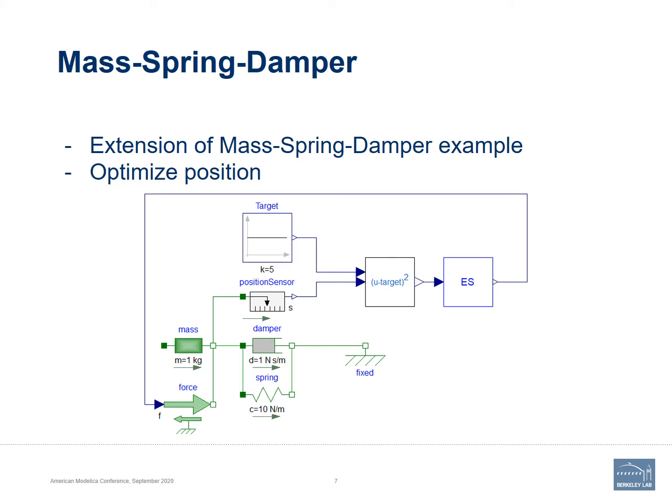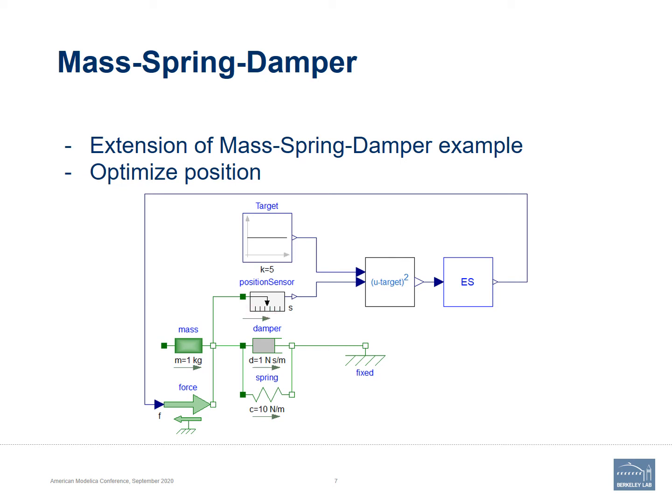So the next system we show you is a physical system, which is a mass spring damper system, and it's an extension of the Modelica mass spring damper model, which is already included in the standard library. And what we try here is to optimize the position of the mass. So we have a target value of 5. This is 5 meters, and we have the position sensor located here.